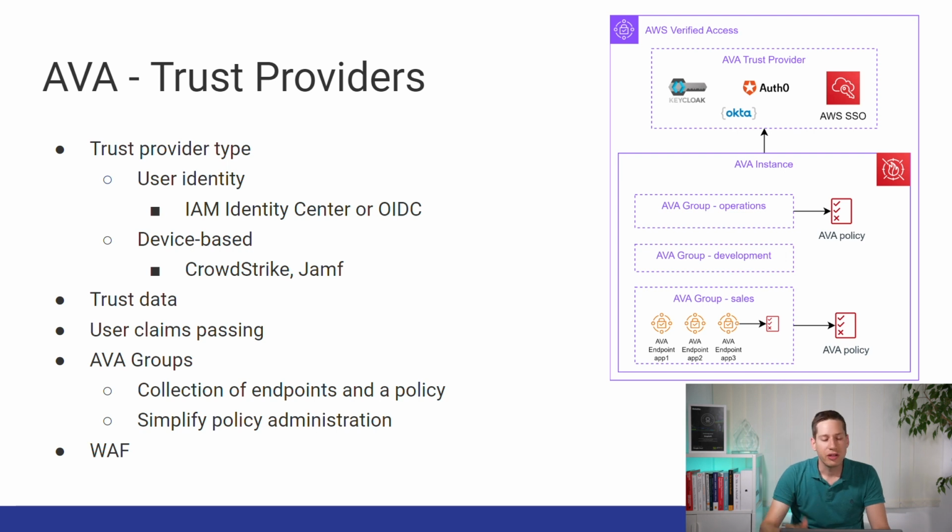Then you can also use the verified access groups for grouping together these applications, and you can have your common rule sets defined on the group level and on an endpoint level. And recently, AWS has announced that you can configure web application firewall on verified access instances, so you can also have layer 7 rules defined in a firewall for your verified access instance.